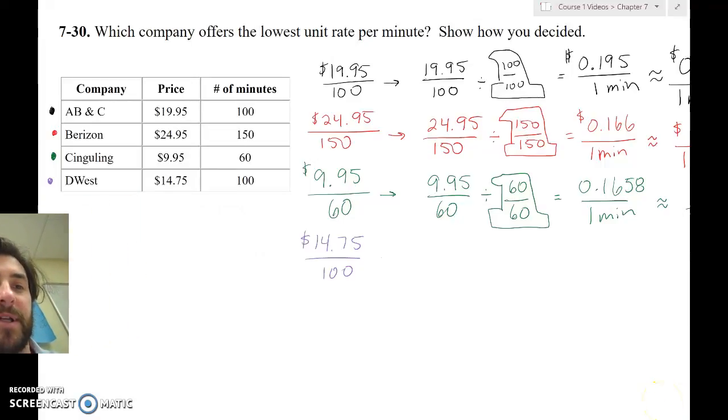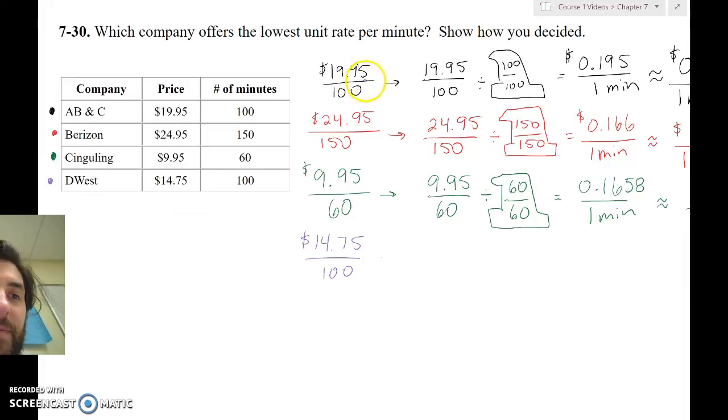Here are the different companies. Let's move you down a little bit. Here are the 4 different companies. They gave you the prices of them and the number of minutes. This is maybe like a phone company, of the number of minutes you get and the price. Those seem pretty darn expensive. So we're looking at which one is cheapest per minute.